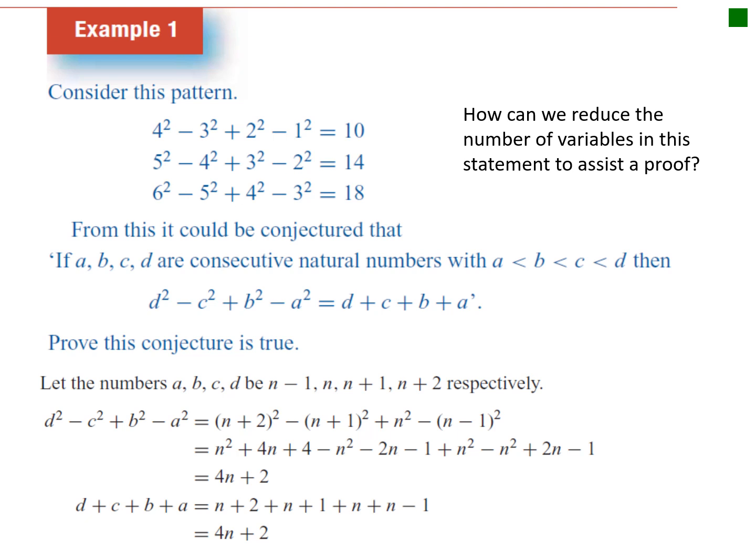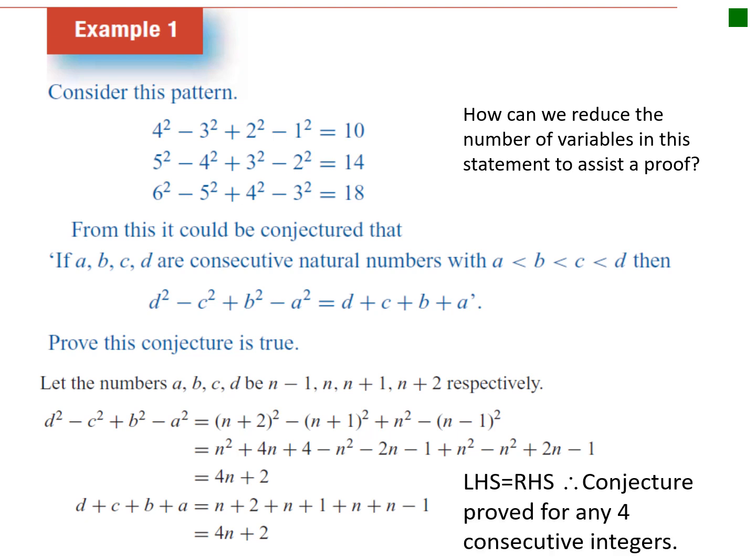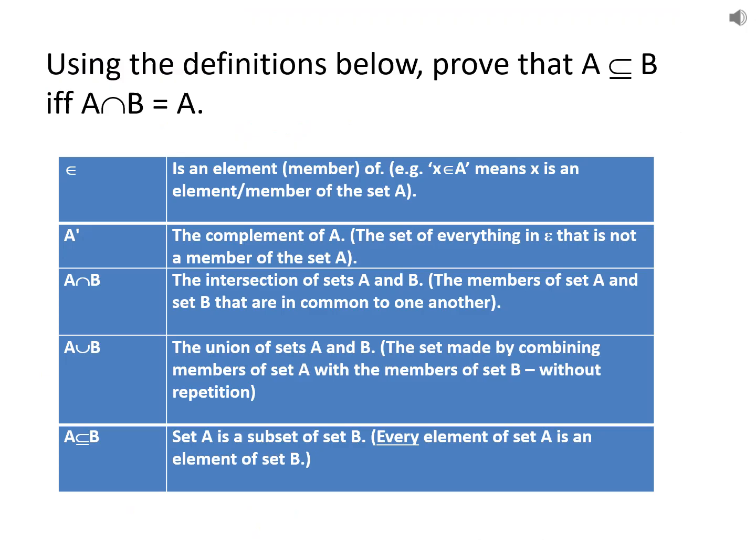There we go. I just shared that with you, that the technique of reducing unknowns to a single unknown is really the way to go in most cases. Okay, we're pretty much done. Okay, hang on. Left-hand side, therefore conjecture proved for any four consecutive integers. Good. That's a nice way to finish it off.